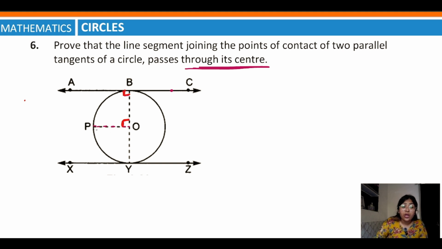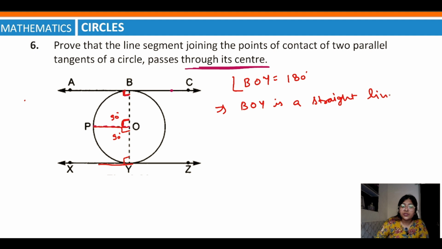Okay. Now, this line is parallel to this line. Again, this angle is 90 degrees and this angle will also be 90 degrees by the co-interior angle property. This is clear to you? Yes. It means angle BOY is equal to 180 degrees. This implies BOY is a straight line.